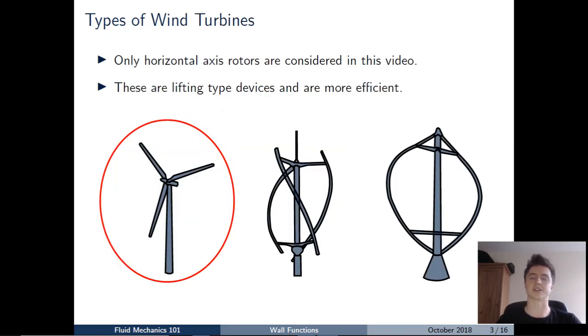So just to start things off, there are many different types of wind turbines which you may see out and about, and I've got three typical example designs which you may have seen. And just to highlight here that we're only going to be looking at the horizontal axis three-bladed rotor design. So that's the design on the left, as these are the most common designs. And it turns out that these devices are lifting type devices, and they're actually more efficient than drag type devices, which you see on the right. So this is the type of wind turbine we're going to be focusing on today.